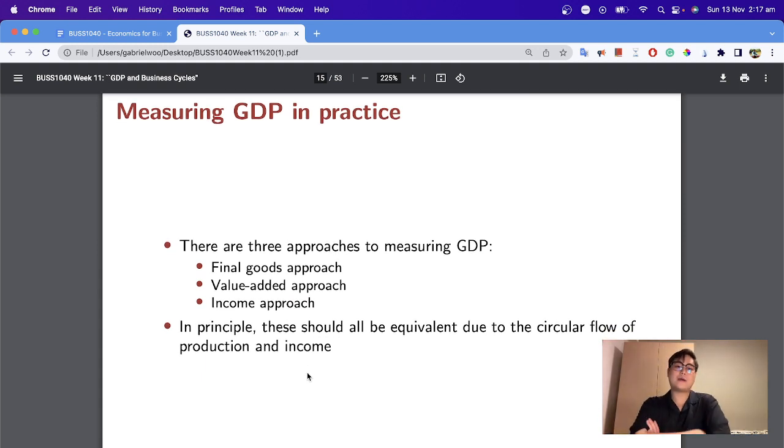Now here's where we talk about some interesting subjects. There are three approaches to measuring GDP. In theory, in principle, all three of these approaches should yield the same result. Okay: final goods approach, value added approach, and income approach. Regardless of what you choose, you should get the same result of GDP. You should get the same result of economic activity within a country.